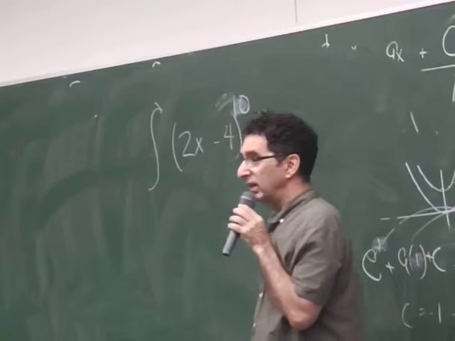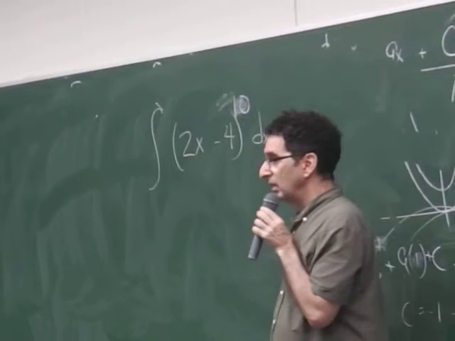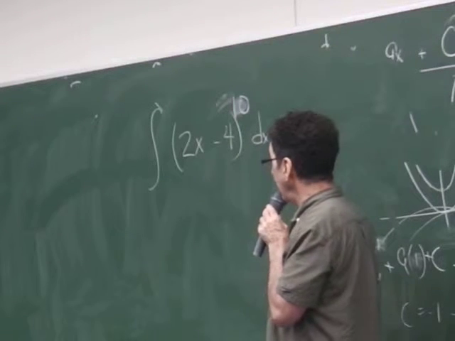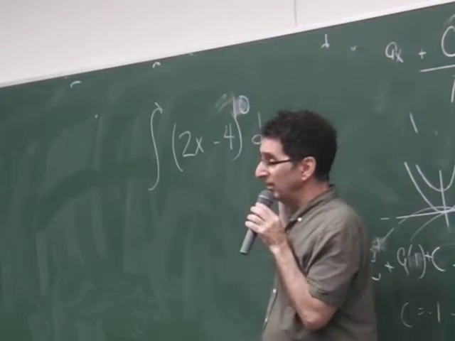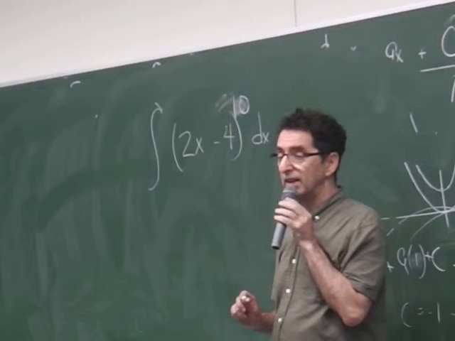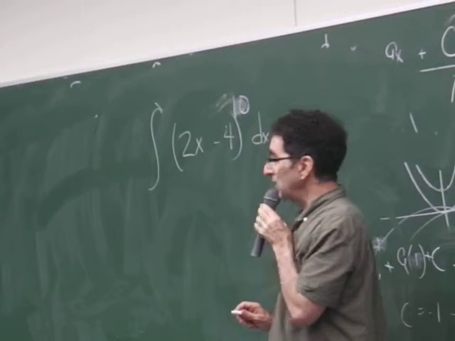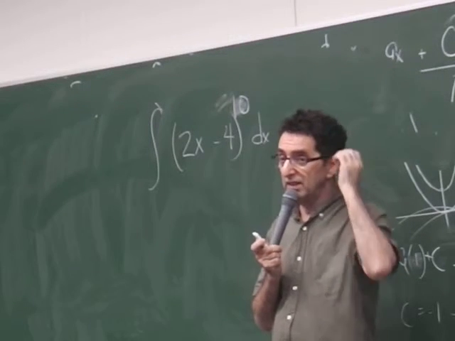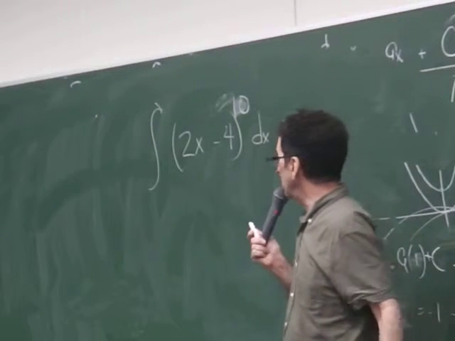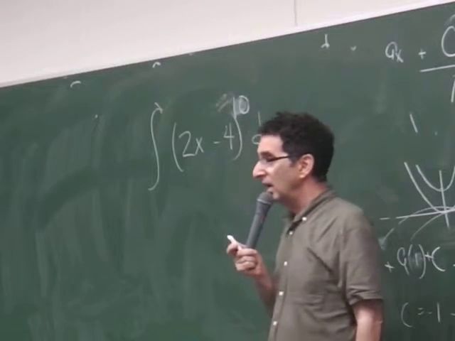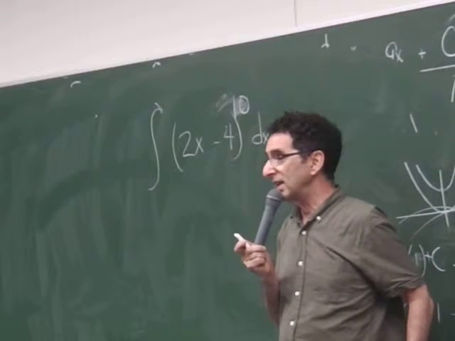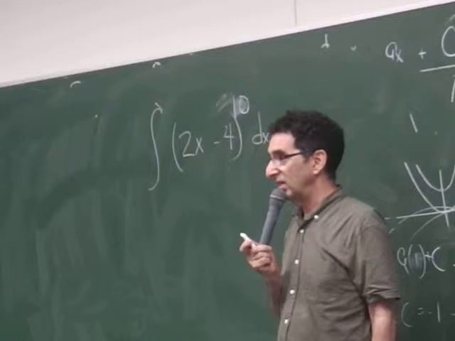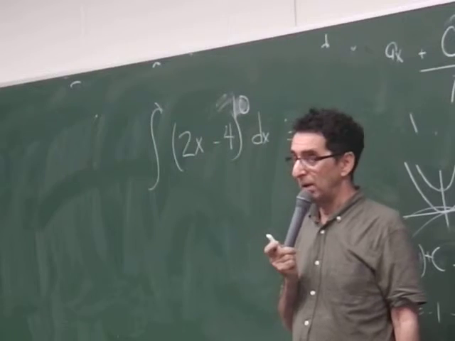The function that we're working on here is 2x minus 4 to the 10th. And how do we read this? The integral of 2x minus 4 to the 10th. Or what's the other word for integral? Antiderivative. The antiderivative of 2x minus 4 to the 10th. And to say it properly, instead of integral, we should say indefinite integral.